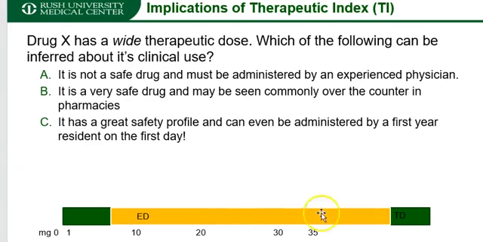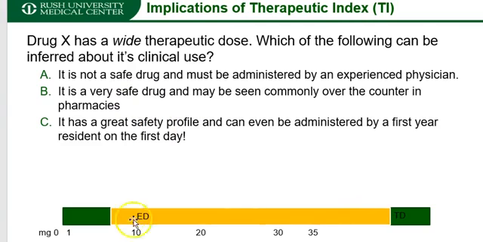This is in contrast to this drug, which has a really wide therapeutic window. So drug X has a wide therapeutic window, or therapeutic dose. Which of the following can be inferred about its clinical use? It's not safe, and it must be administered by an experienced physician. Or, it's very safe and can be seen commonly over the counter, and it has a great safety profile and even can be administered by a first-year resident on the first day. The correct answer here is actually B, but also C.